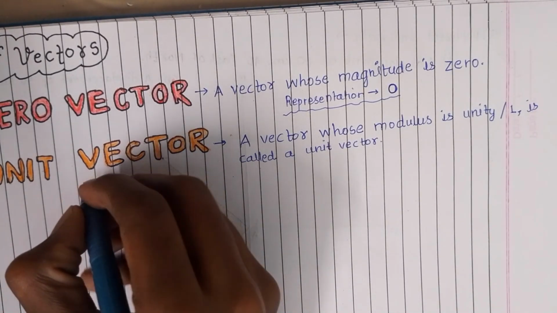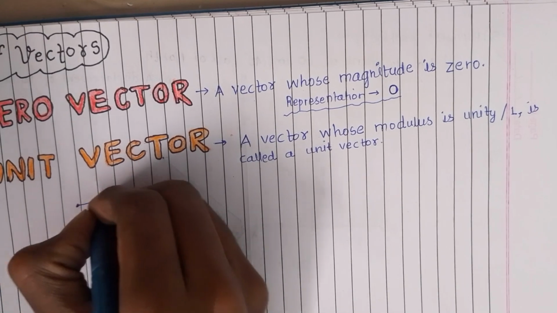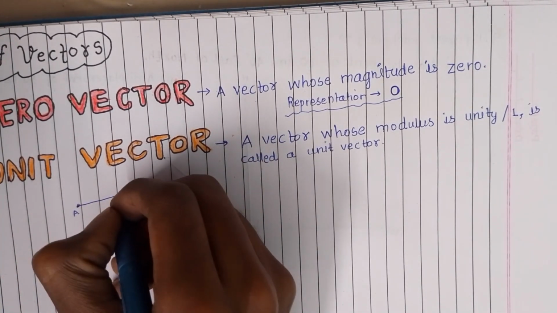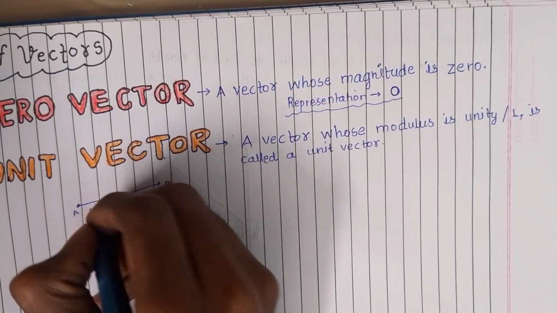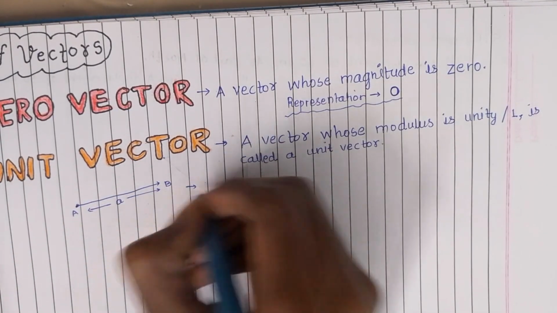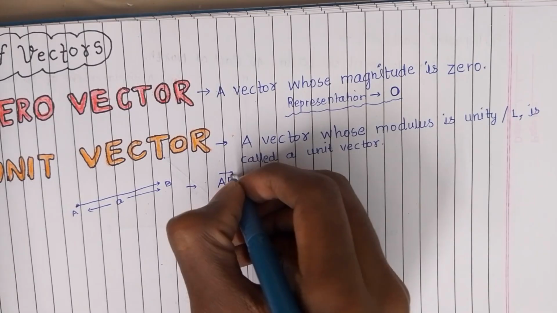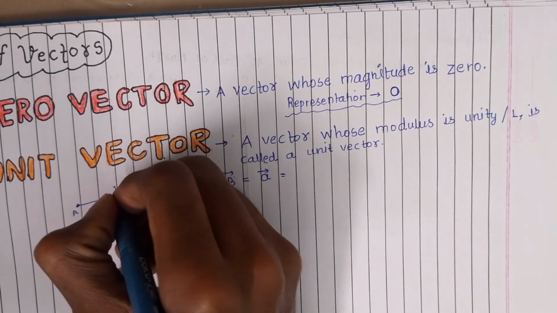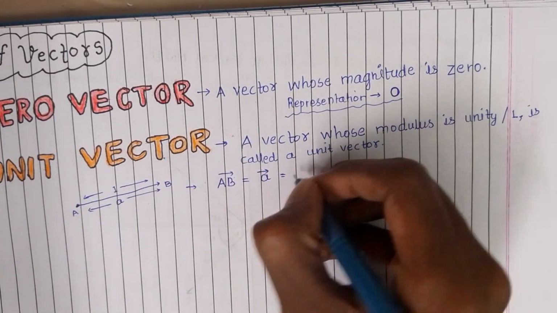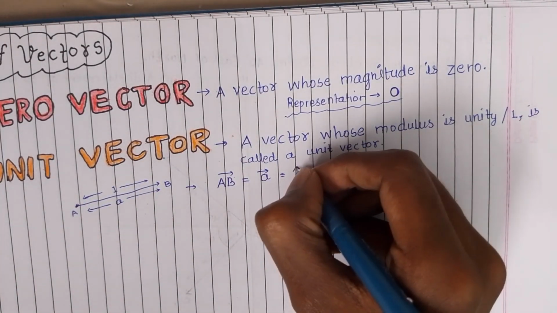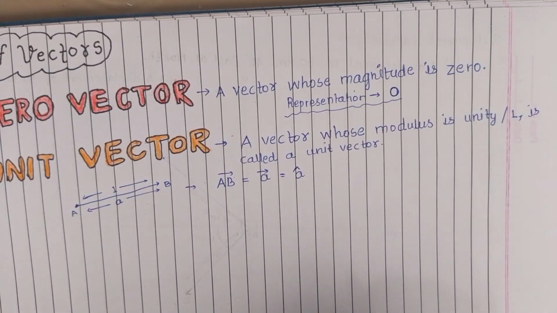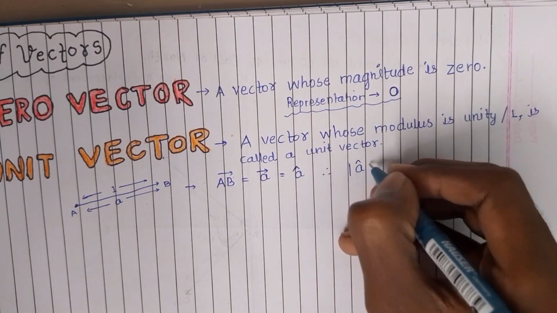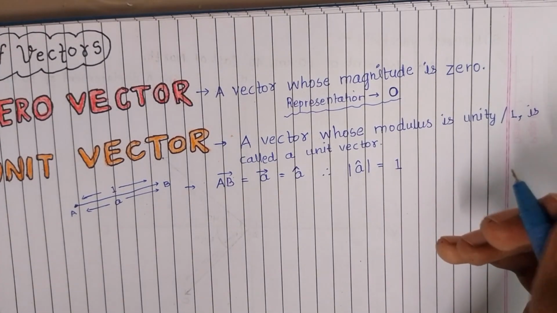Let me say this is a vector AB, and we definitely write it like this. How do we represent this one? AB vector, or A vector. But in a unit vector, if the modulus is 1, we write A cap, like this, A cap. Thus, the modulus of A cap is always 1.